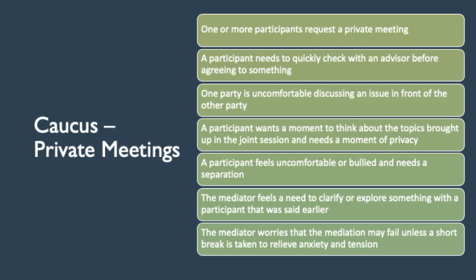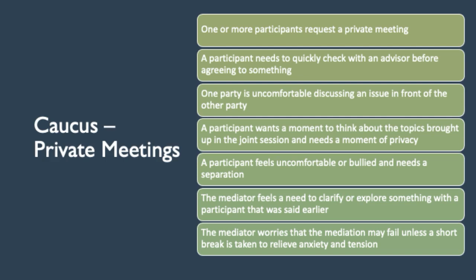Other reasons for calling a caucus include the following. One or more participants request a private meeting. A participant needs to quickly check with an advisor before agreeing to something. One party is uncomfortable discussing an issue in front of the other party. A participant wants a moment to think about topics being brought up in the joint session and needs a moment of privacy. Or maybe the participant feels uncomfortable, bullied, or needs a separation.